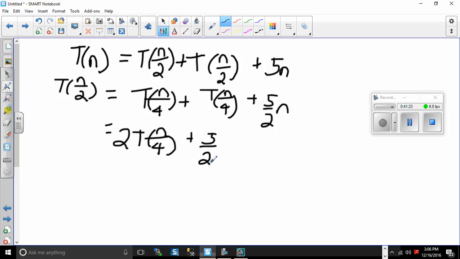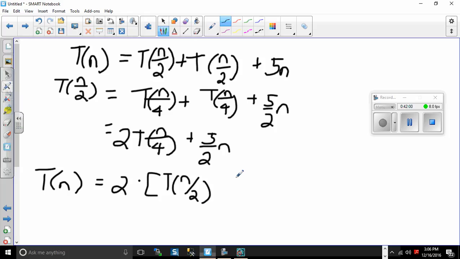All right, so now we need to calculate what T(n/4) is. Okay, well, before we do that, we can state that this is the formula for T(n). So T(n) is equal to 2 times T(n/2) plus 5n. Let me check. Yes, plus 5n. Okay.